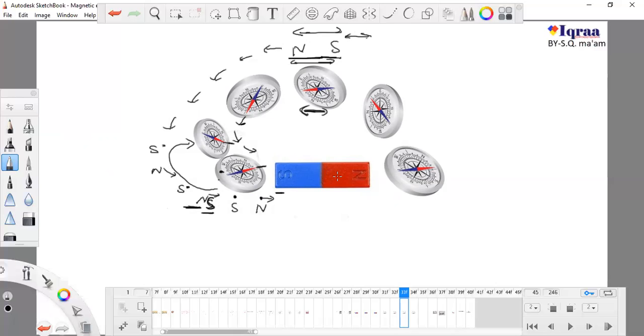After that, I will tell you the next part tomorrow, and I will complete this magnetic field lines effect. But for now, remember what I have done. If you have any doubt you can ask me. I will take the rest of the topic tomorrow.